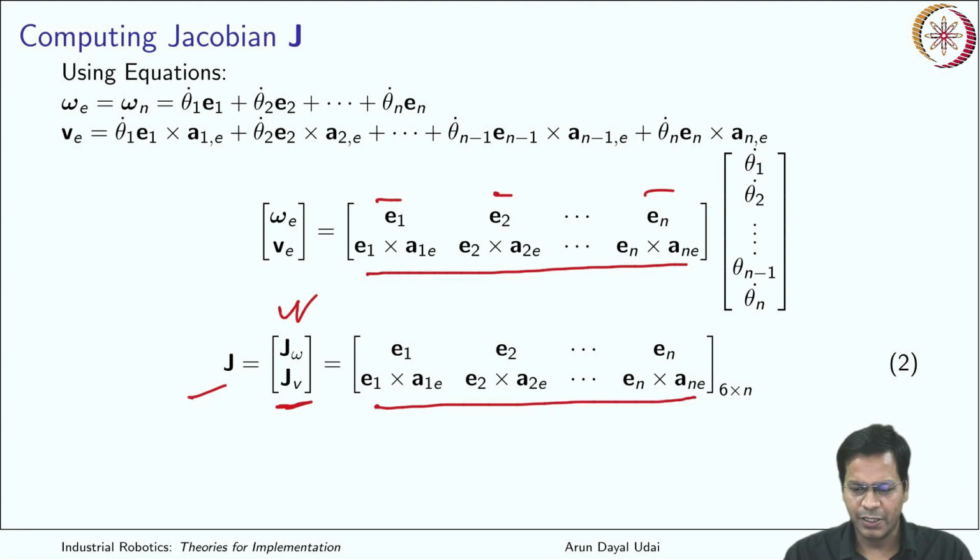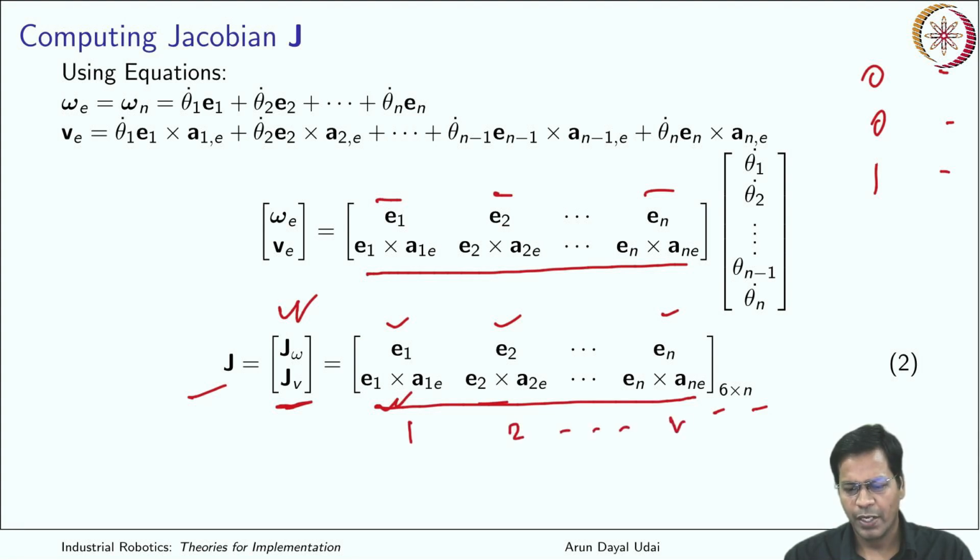So this is basically of dimension 6 cross n. Why? These are all vectors of 3 cross 1. So if it is e1, it can be 0, 0, 1, maybe some other 3 terms like that. So this is 3, and similarly this is a column of 3. So 3 plus 3 is 6, and for an n dimension robot, it is 1, 2 till n. An n degrees of freedom robot, so it is till n. Got it? So this is the dimension of the Jacobian.